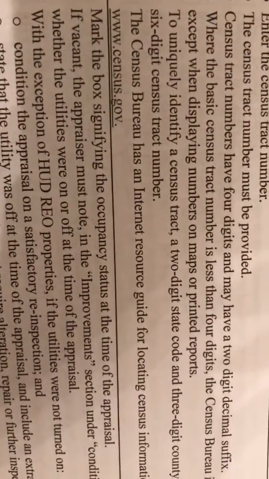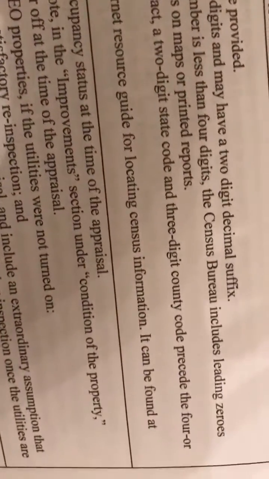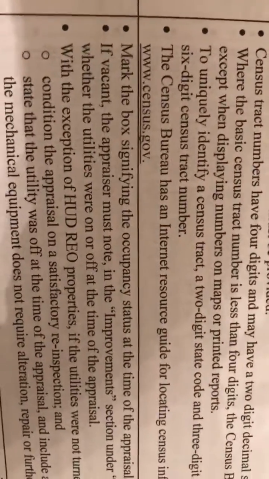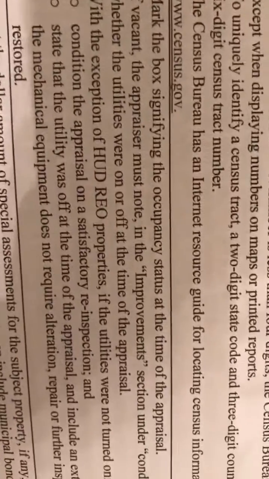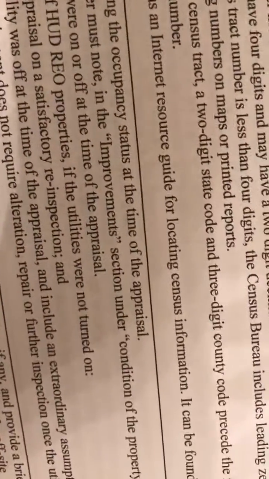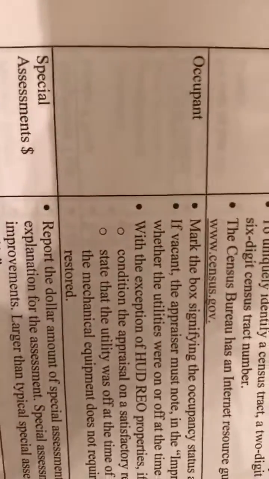To uniquely identify a census tract, a 2-digit state code and a 3-digit county code precede the 4 or 6-digit census tract number. The Census Bureau has an internet resource guide for locating census information. It can be found at www.census.gov.